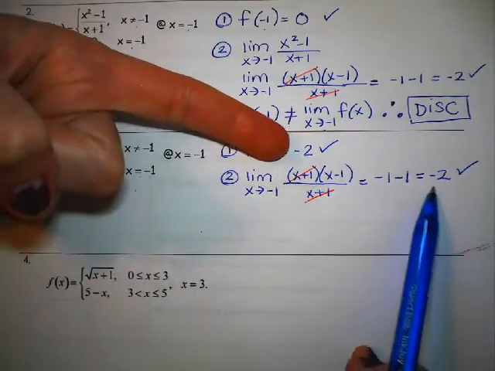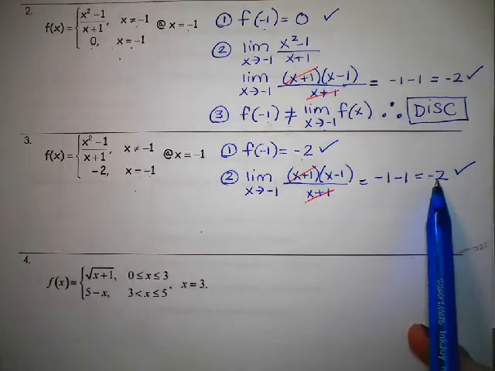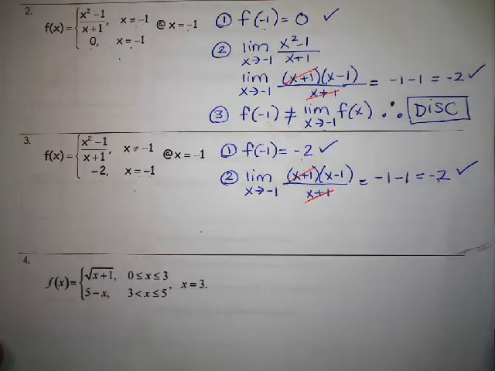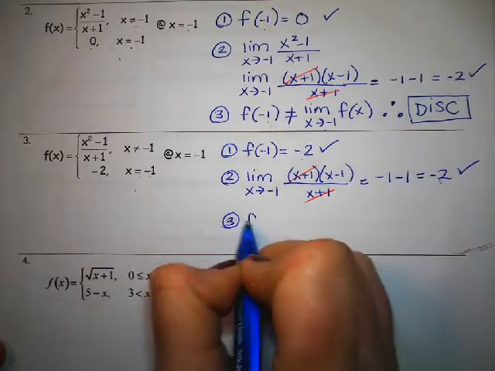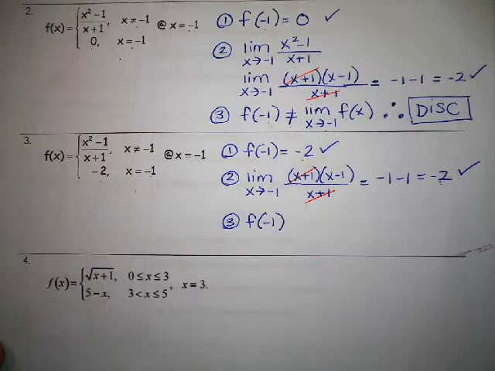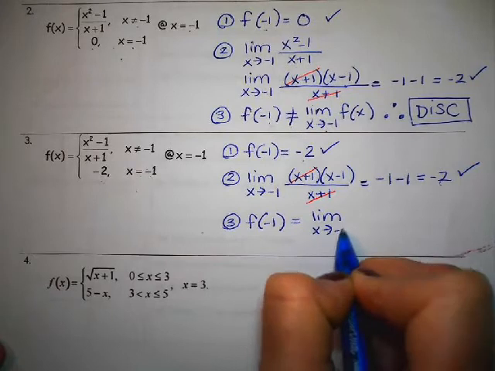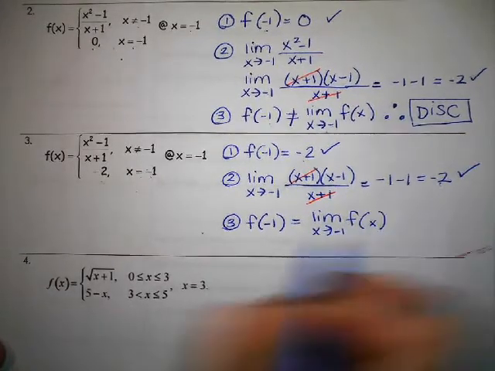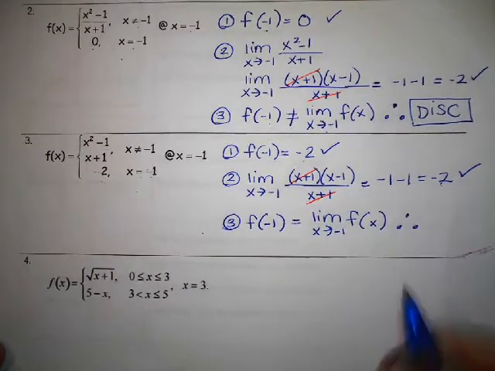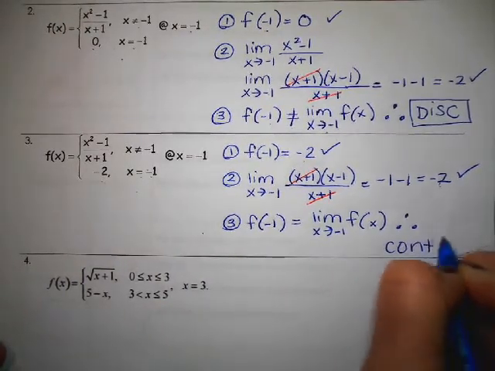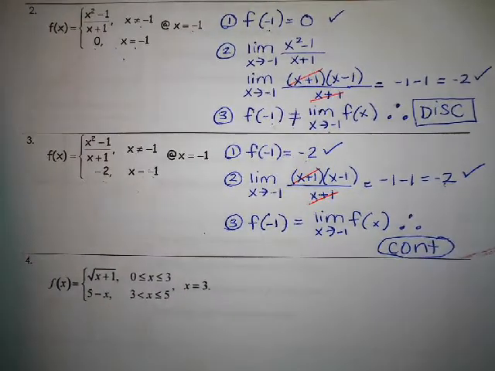Now, we're always comparing these two answers. Does the answer from step 1 equal the answer from step 2? Yes, it does this time. And so for step 3, how I would write this is step 1, which was f of -1, equals the limit as x approaches -1 of f of x. So those two things were equal. Therefore, I do my little triangle of dots, continuous. So this was the first one we came across that was continuous.